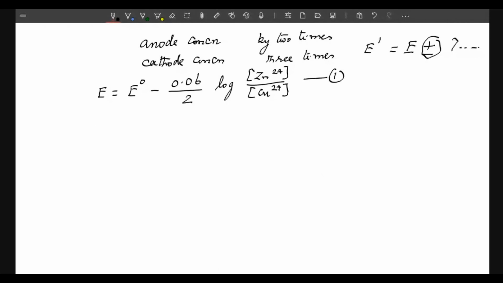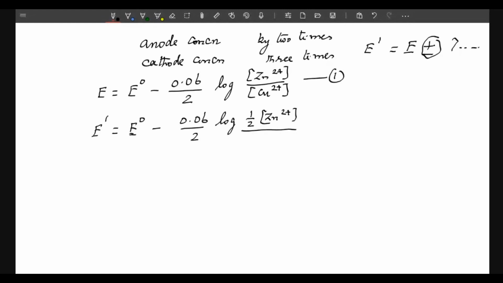And the second equation, after changing the concentration: EMF is not E, so it is somewhat different from E. Let us have it as E prime. Then E naught, the same electrode, therefore the same standard voltage, minus 0.06 by 2 into log of. Now, what you have changed? The anode concentration is decreased by 2 times. That is the concentration of zinc is half times the original.